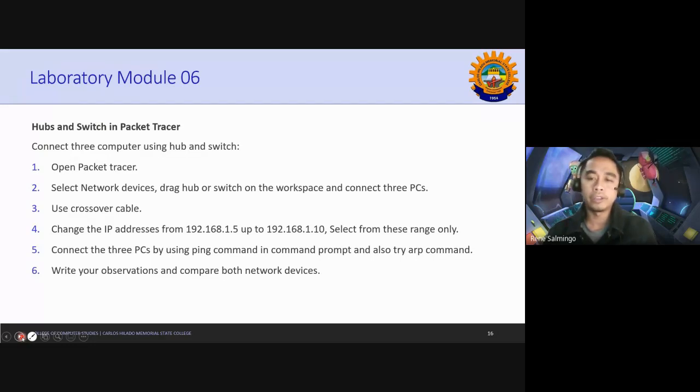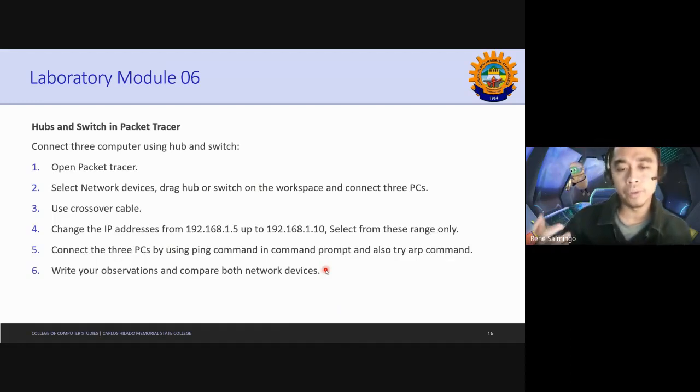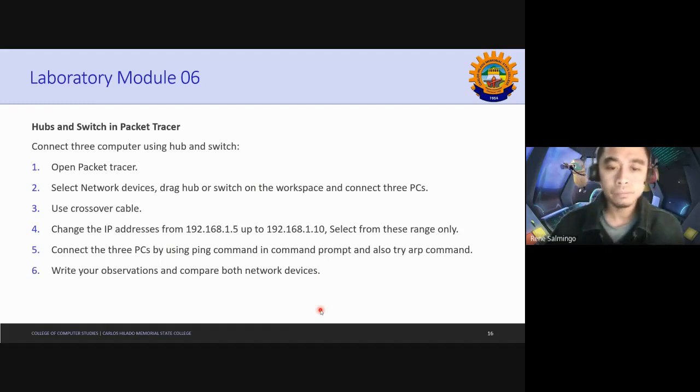So we will try this. But the IP address, you're going to set up the IP address. I will just give a different example. Open your Cisco Packet Tracer.